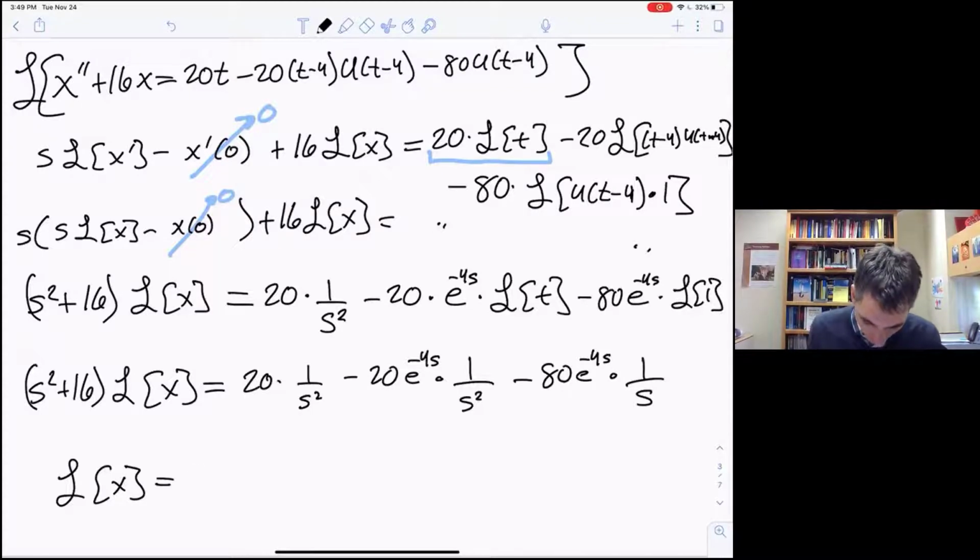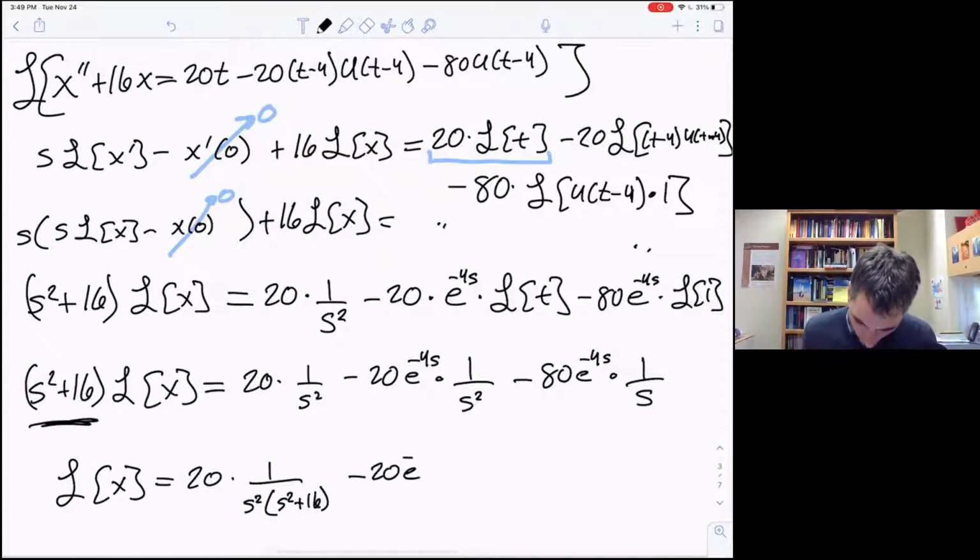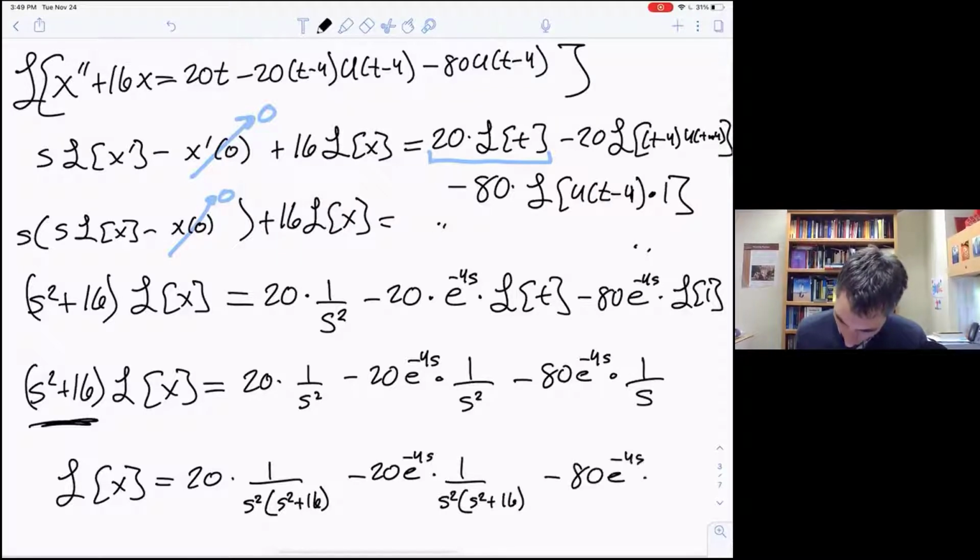So that's another thing you want to pay attention to: right here you always see the characteristic equation. So L of x is 20 over s squared times s squared plus 16, minus 20 e to the minus 4s times 1 over s squared times s squared plus 16, and minus 80 e to the minus 4s times 1 over s times s squared plus 16. Okay, now there's going to be some partial fractions we've got to do here. So let's take a look at those first.